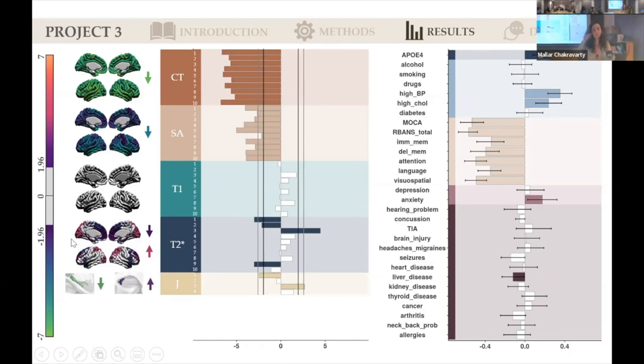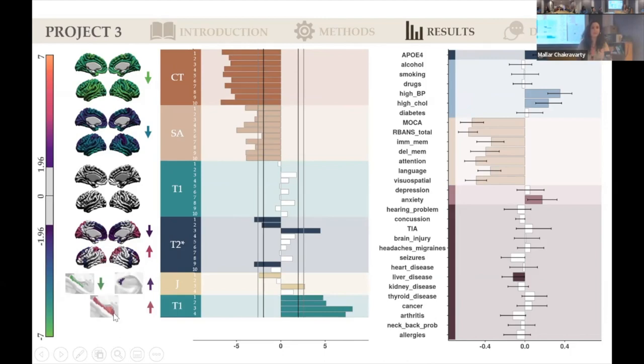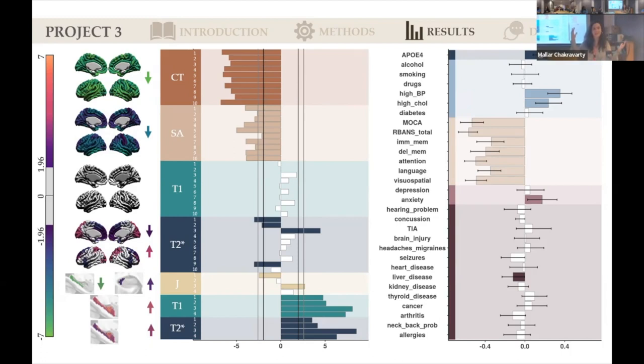Moving on to the hippocampus information, we had lower volume in the body and tail of the hippocampus here, and higher volume in the most lateral region of the hippocampus. We had higher T1 everywhere in the hippocampus and higher T2 star everywhere in the hippocampus. So that's a big pattern to have in mind, but overall, having more Alzheimer's disease related risk, like being APOE4, et cetera, was related to this overall brain pattern.